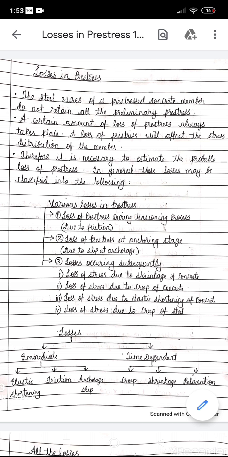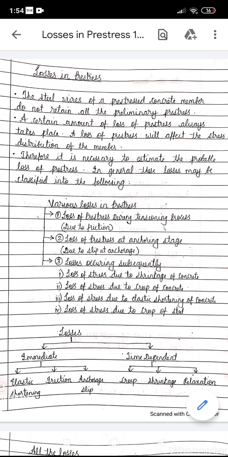The second is loss of pre-stress at the anchoring stage. Once we have tensioned the tendons, we will anchor the tendons. At that point of time also there will be some losses, and that loss is the loss due to slip at the anchorage. Generally, there always exists a certain amount of friction in the jacking and the anchoring system, so the reading shown on the pressure gauge is not the actual stress in the tendons. That is the reason there exist certain losses due to the slip at the anchorage.